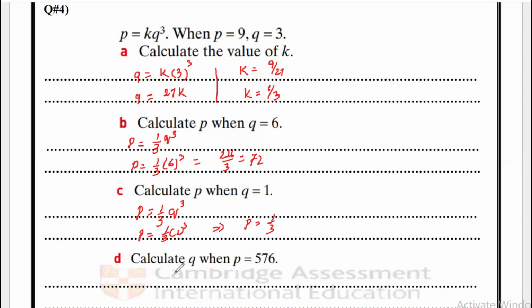And lastly, we are looking for the value of Q when P is 576. So the equation is P is equal to 1 over 3 Q cubed. That means 576 is equal to 1 over 3 Q cubed. So we can multiply 3 with 576, which gives us 1728. And by taking the cube root on both sides, we can find Q as well, 12. So our last answer of Q is 12. I hope it is clear.